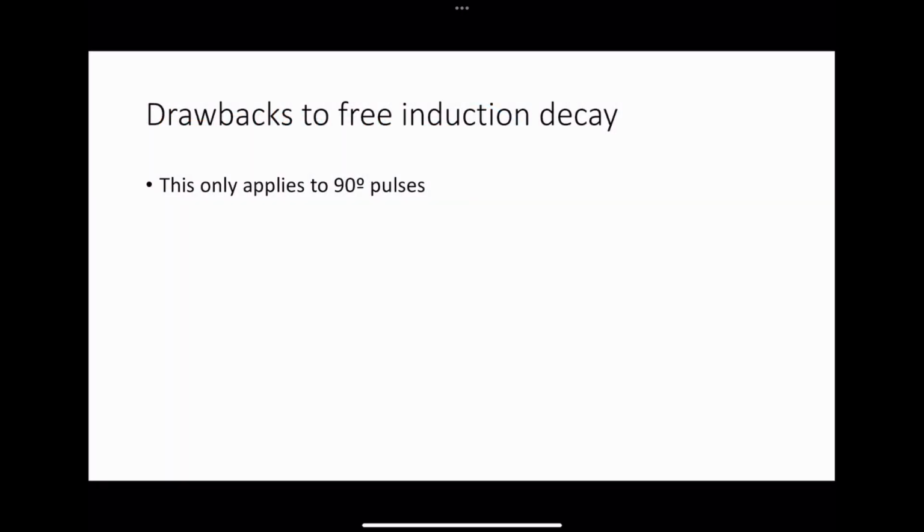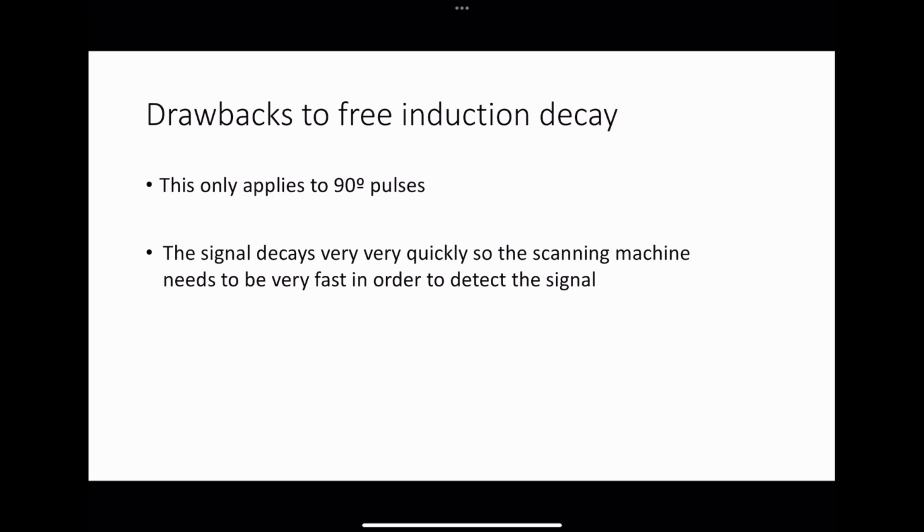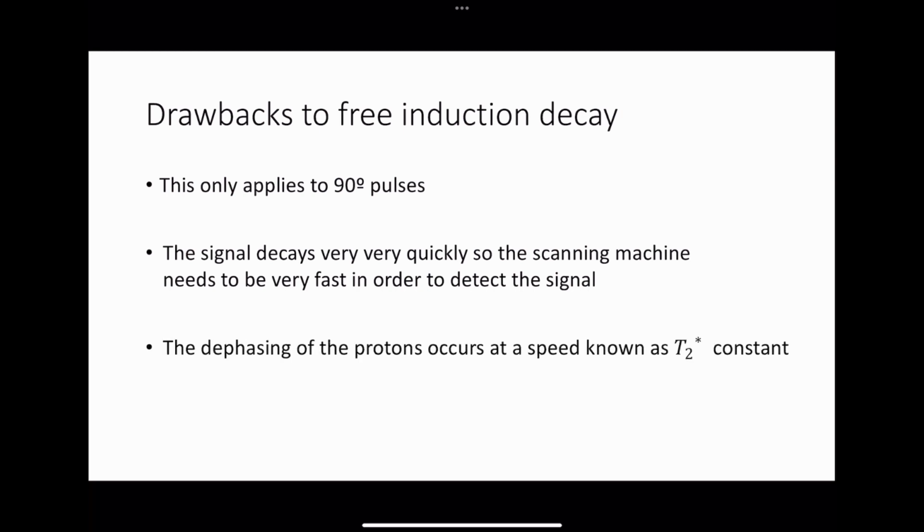Unfortunately, there are some setbacks to free induction decay, making it not as simple as it may seem. Some of these drawbacks include that this only applies to 90-degree pulses. Another drawback is that the signal decays very, very quickly, so the scanning machine needs to be very fast in order to detect the signal. The dephasing of the protons also occurs at a speed known as the T2 star constant.